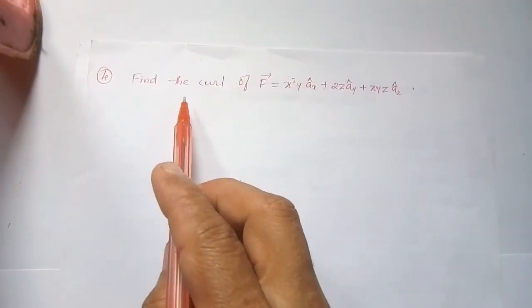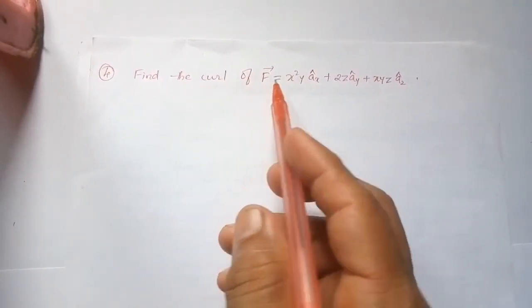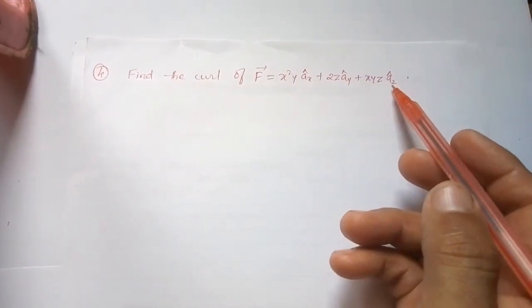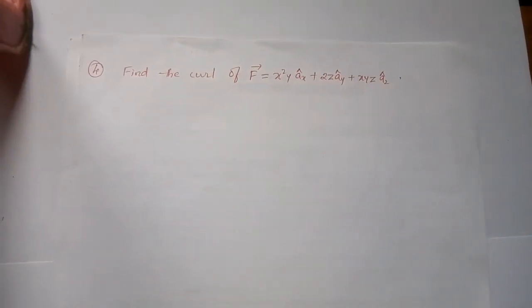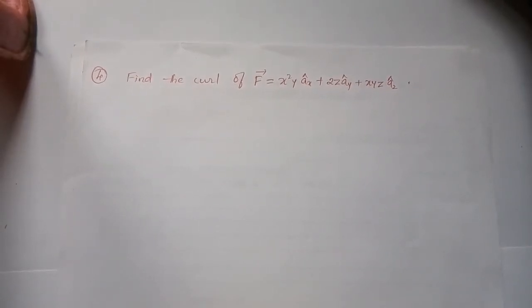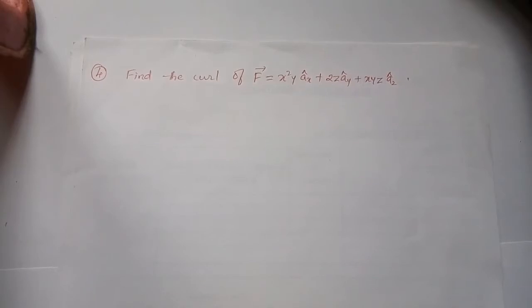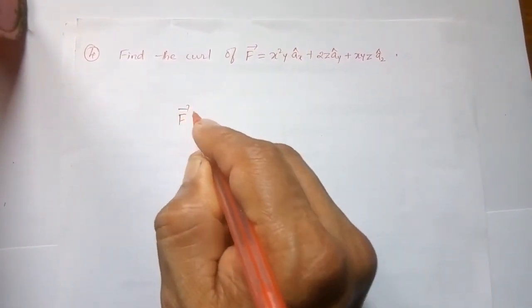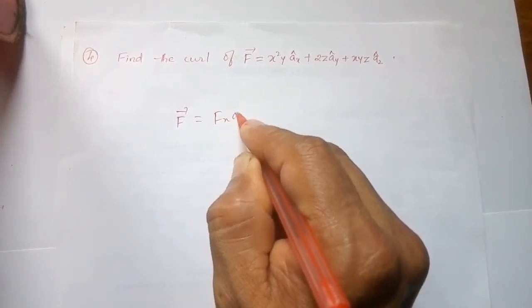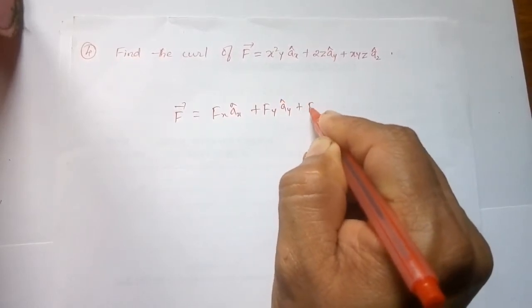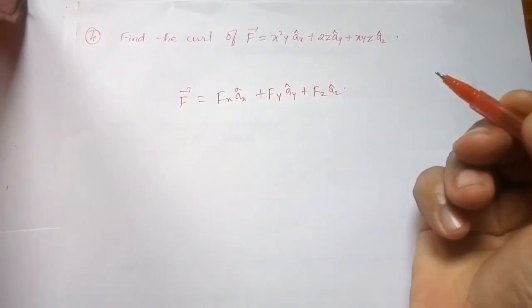In the next problem it says find the curl. So curl of F is equal to x square y a x cap plus 2z a y cap plus xyz a z cap. So next, divergence is over, and we are going to discuss the curl type of problem. So let us see how exactly to do this problem. The vector F can be represented as x component a x cap plus y component a y cap plus z component a z cap.